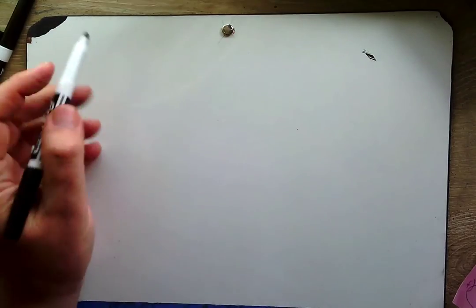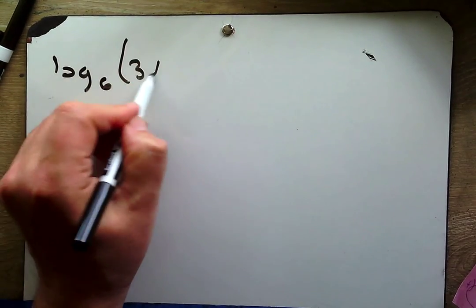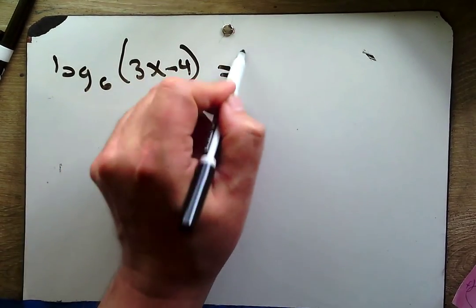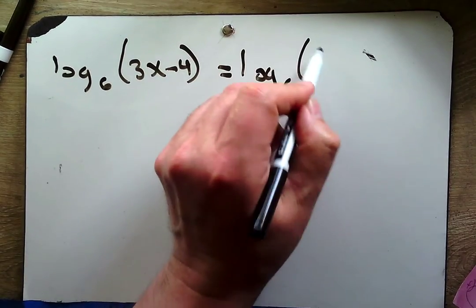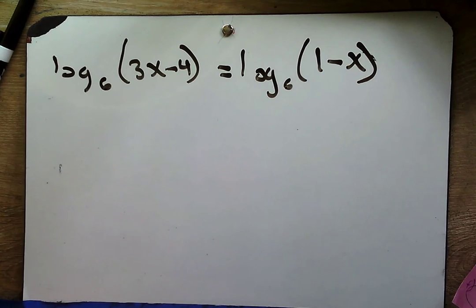All right, how about you try this one? Log base 6 of 3x minus 4 equals log base 6 of 1 minus x. Give that one a try. Come back in a few minutes when you're done.